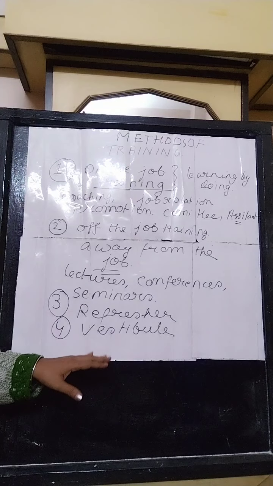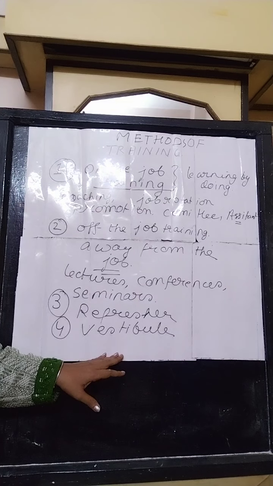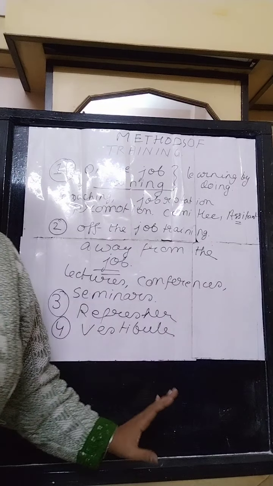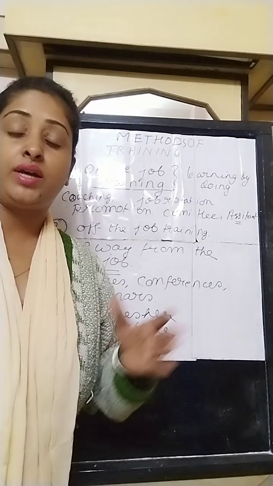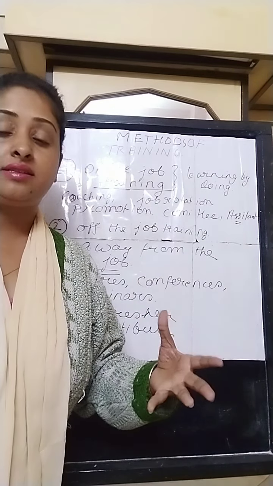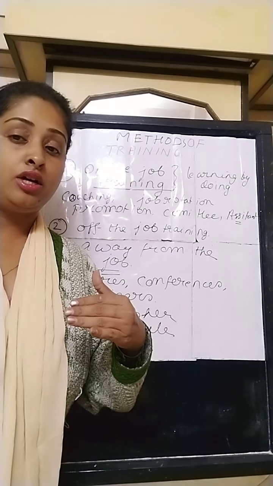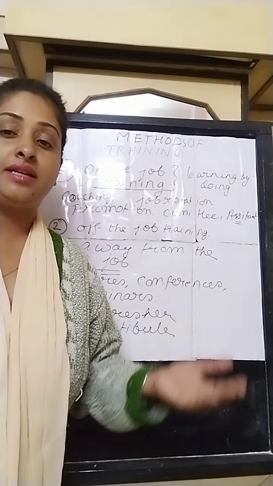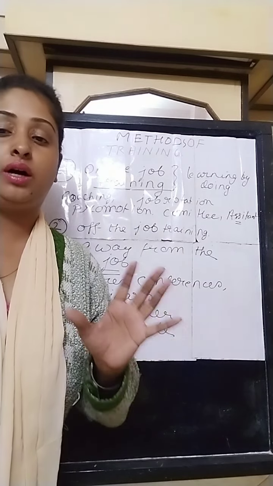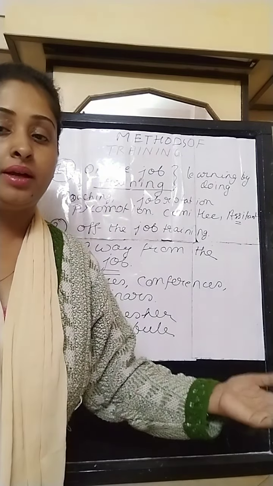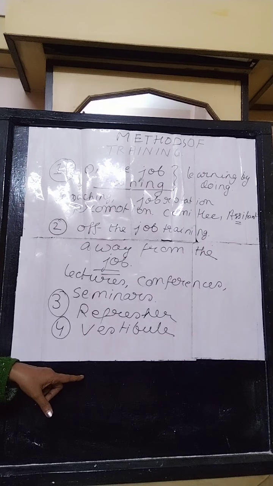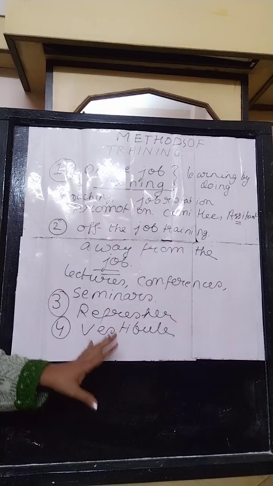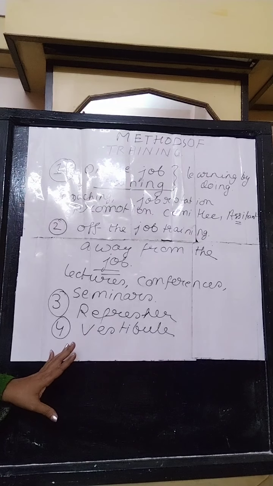Now comes vestibule training. The training is conducted away from the actual place. Here the workers are trained in a separate classroom. A classroom is provided where artificial things are made, like a replica of the workplace, and in that environment an employee is exposed to work as if he is working in his job. The working environment of the classroom is artificial, but it is just like the actual condition. This is called vestibule training.